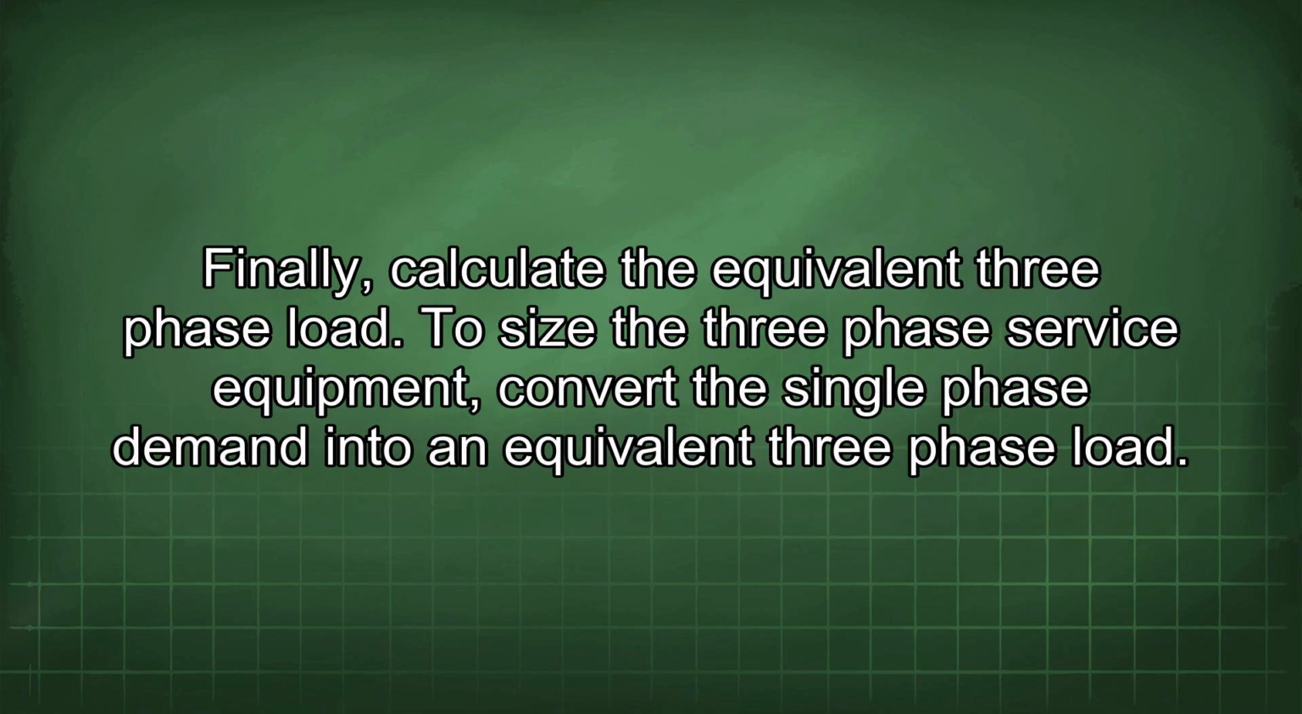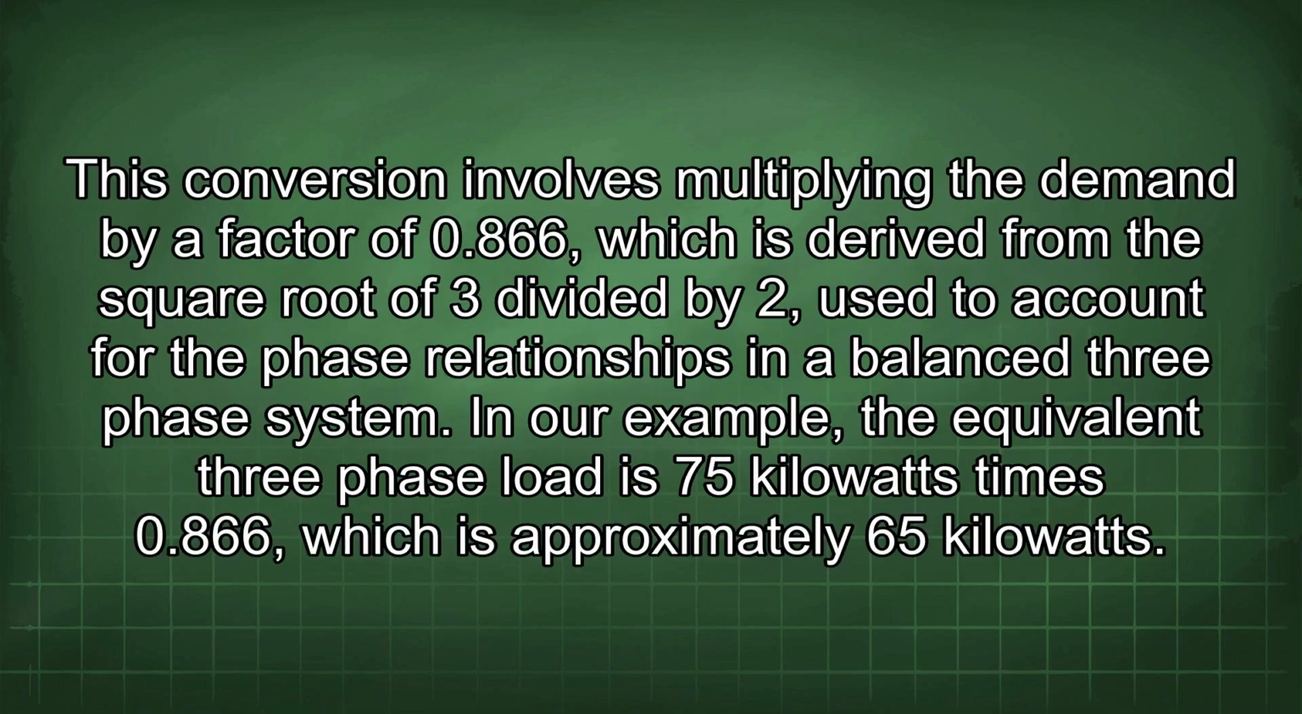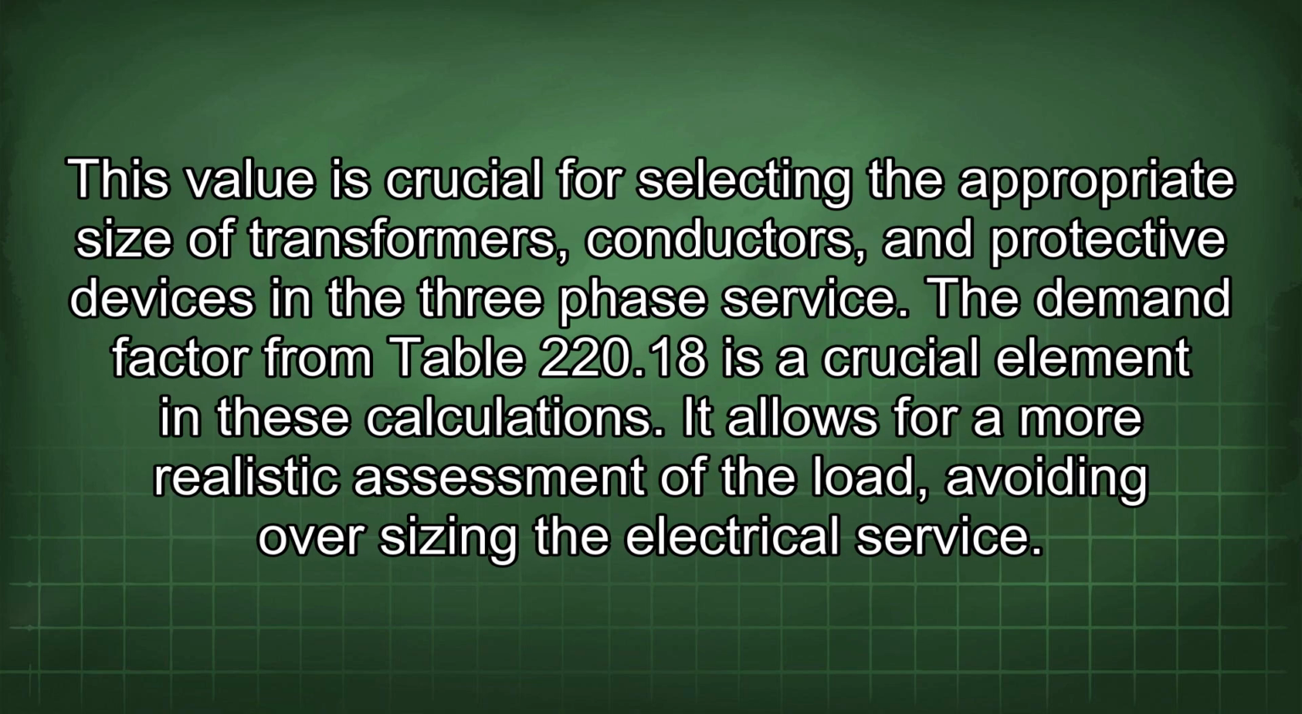Finally, calculate the equivalent three-phase load. To size the three-phase service equipment, convert the single-phase demand into an equivalent three-phase load. This conversion involves multiplying the demand by a factor of 0.866, which is derived from the square root of 3 divided by 2, used to account for the phase relationships in a balanced three-phase system. In our example, the equivalent three-phase load is 75 kilowatts times 0.866, which is approximately 65 kilowatts. This value is crucial for selecting the appropriate size of transformers, conductors, and protective devices in the three-phase service.